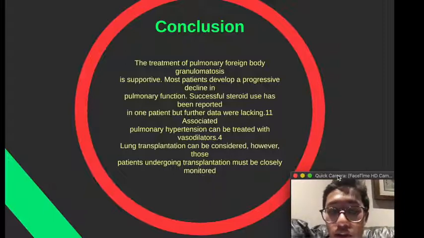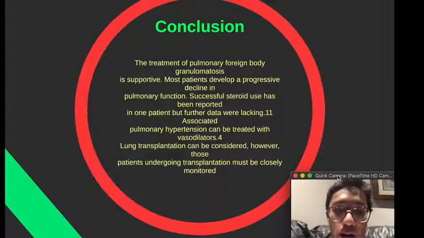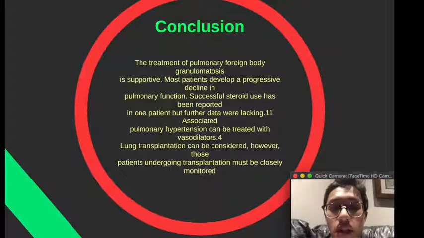Lung transplantation can be considered, however, patients undergoing transplantation must be closely monitored.